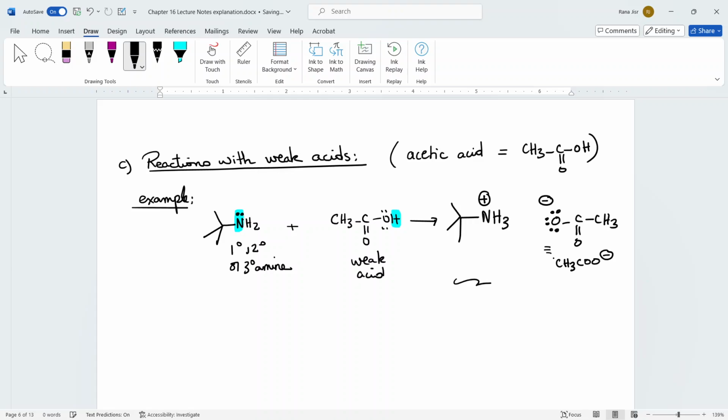And when we want to name these two, this is again a salt, and it is going to be a tertiary butyl ammonium acetate.